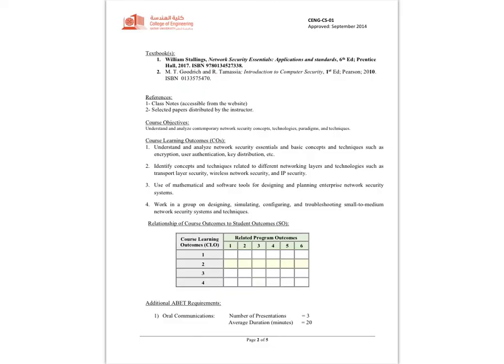The textbook is by William Stallings, Network Security Essentials: Applications and Standards, and this textbook focuses intensively on security protocols when it comes to communication or networking security protocols. There are some other references, but they are really secondary. So this book is the main focus, and we are going to focus on the sixth edition. There are some external references. I will hand out many state-of-the-art papers.